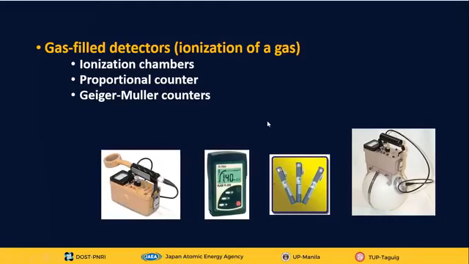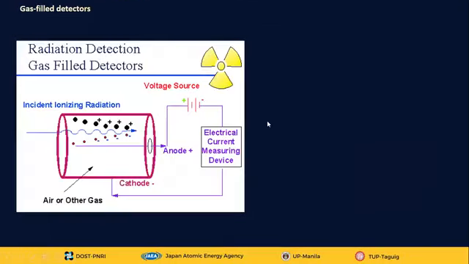So here we have a diagram of a gas-filled detector. This type of detector is usually cylindrical with two electrodes. One in the middle, the anode, where the electrons are collected, and the cathode on the wall of the cylinder, which attracts the positive ions. This type of detector relies on the ionization of the filling gas.